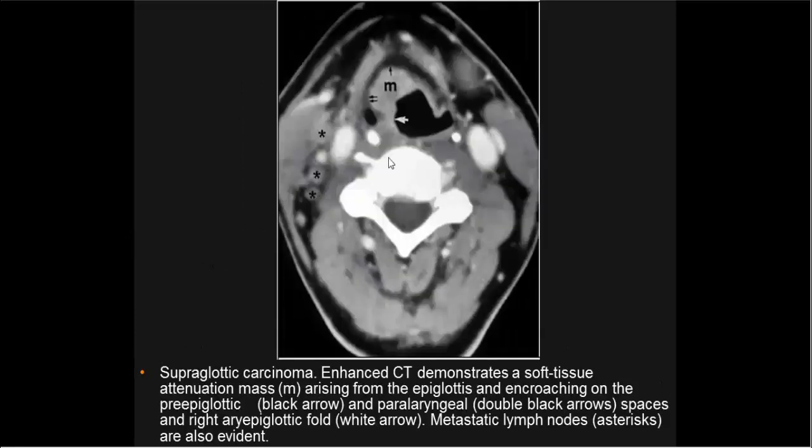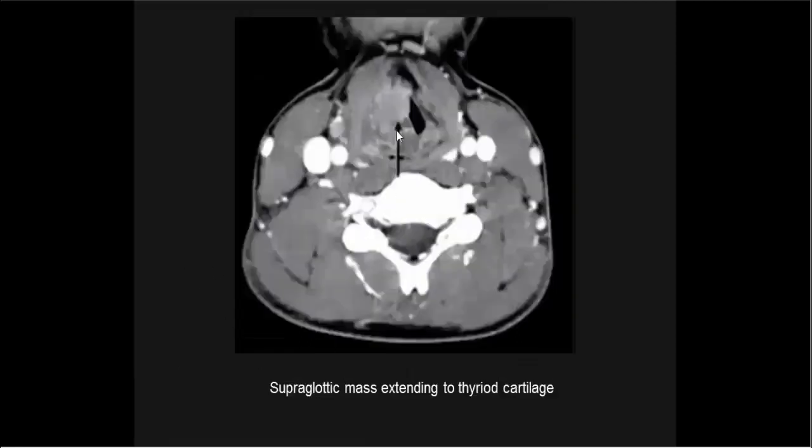As we see, supraglottic carcinoma. Enhanced CT demonstrates a soft tissue attenuation mass arising from the epiglottis and encroaching on the pre-epiglottic and paralaryngeal spaces. This soft tissue mass obliterates fat. Metastatic nodes are also present. The right arytenoid fold is also thickened, involved with this soft tissue tumor. Supraglottic carcinoma extending to and invading the arytenoid cartilage.